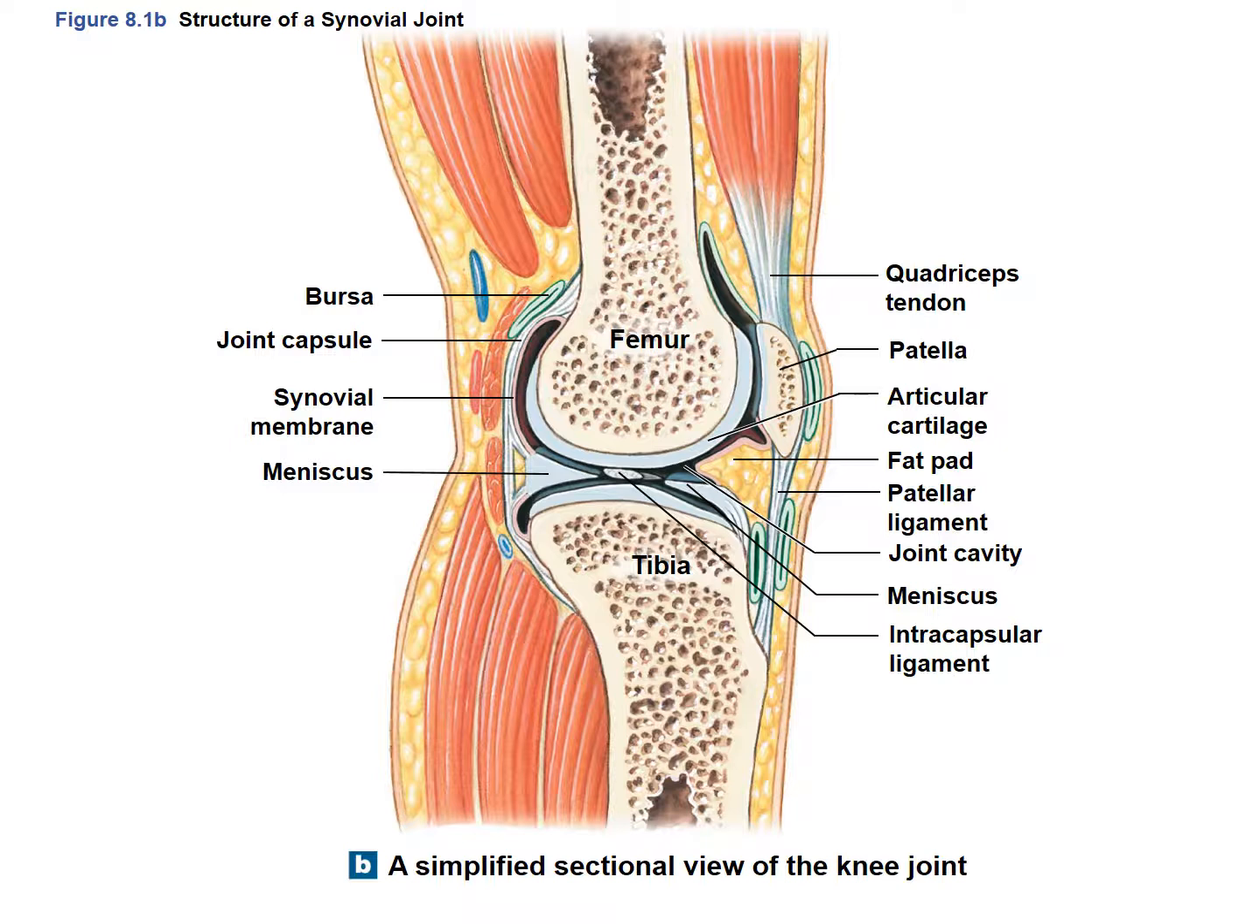Then we have bursa. Bursa are going to be connective tissue sacs that surround tendons and ligaments and help to prevent excess friction or rubbing. Bursa can of course become inflamed over time, and we know this as bursitis.